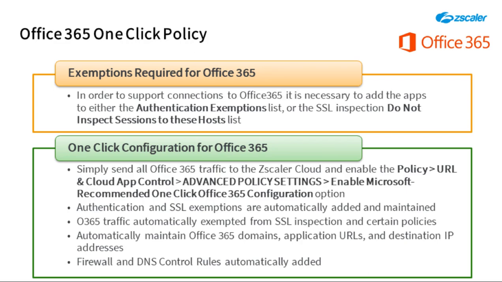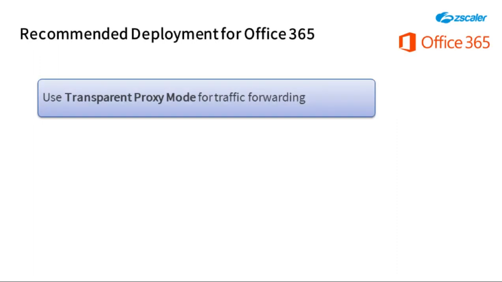Using the one-click capability ensures the best possible user experience for your Office 365 users, as their connections will always be optimized no matter where they connect from. If you use any of the Office 365 applications, Zscaler recommends that you deploy the service as follows. Firstly, use transparent proxy mode by forwarding traffic to the service through GRE or IPsec tunnels to ensure that all Office 365 traffic, including non-port 443 traffic, is sent to the Zscaler service.